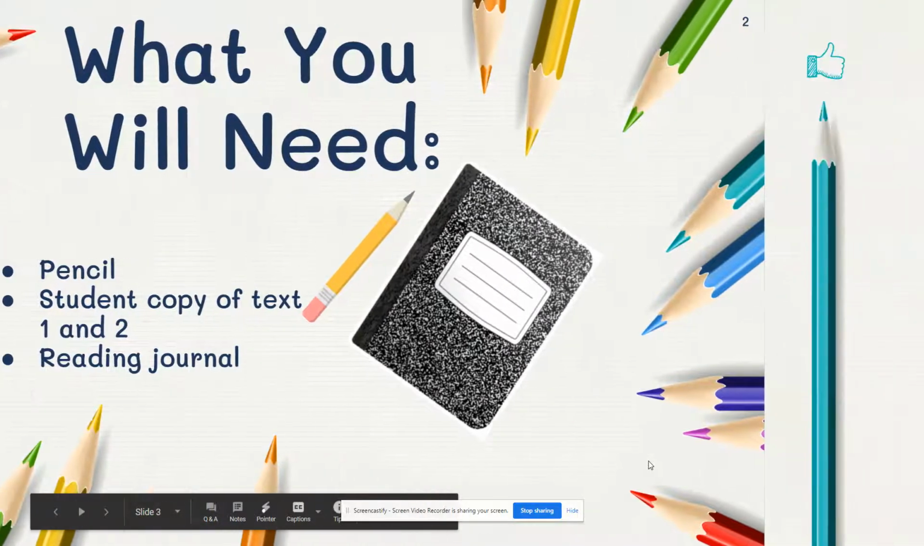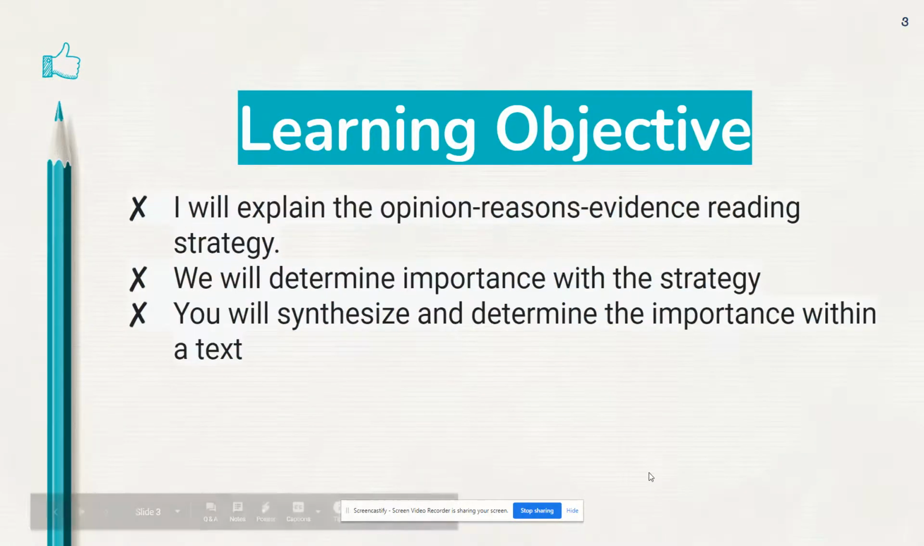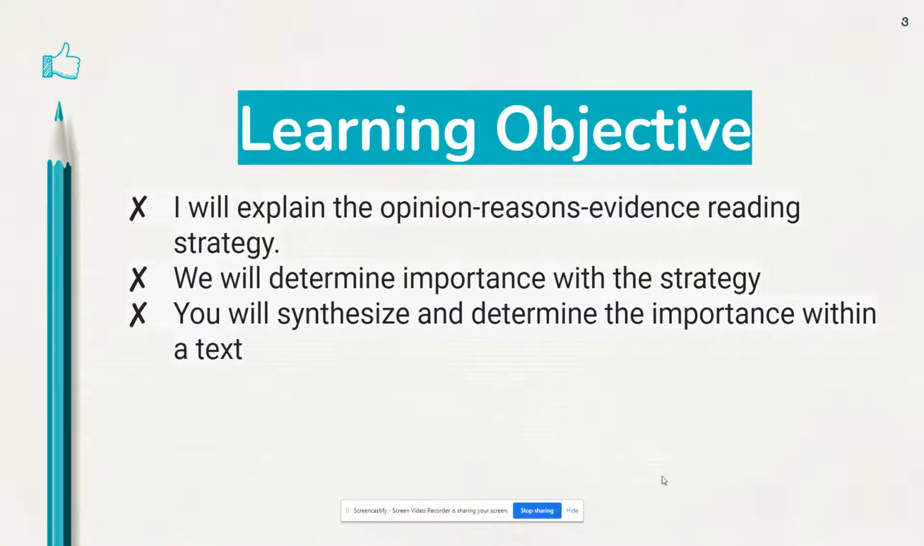Okay, now that you're back, let's discuss our objectives. I will review the opinions, reasons, and evidence strategy. We will determine the importance of the opinions, reasons, evidence strategy and how to use it with the text. And then you will synthesize and determine the importance of the information and the layers of information within the text to gain a deeper understanding.